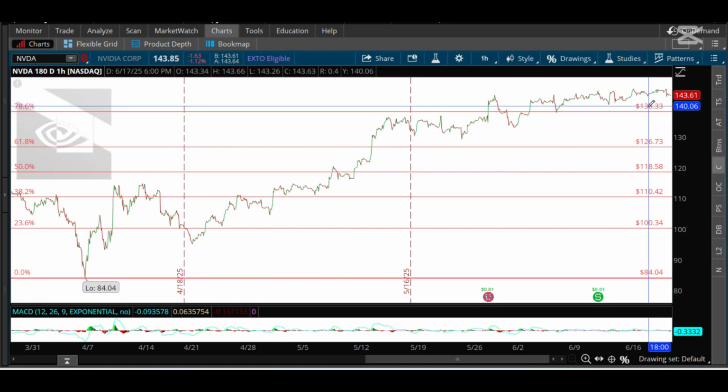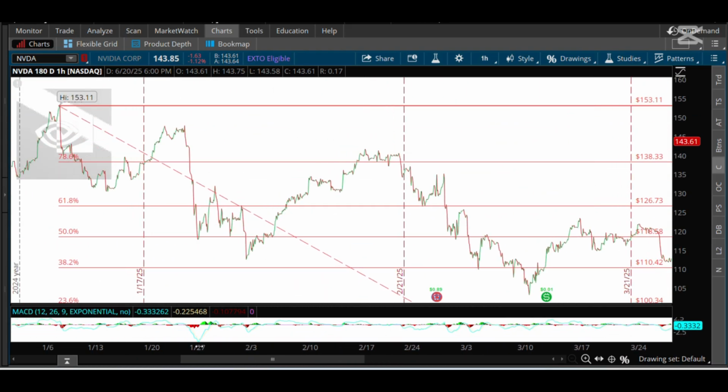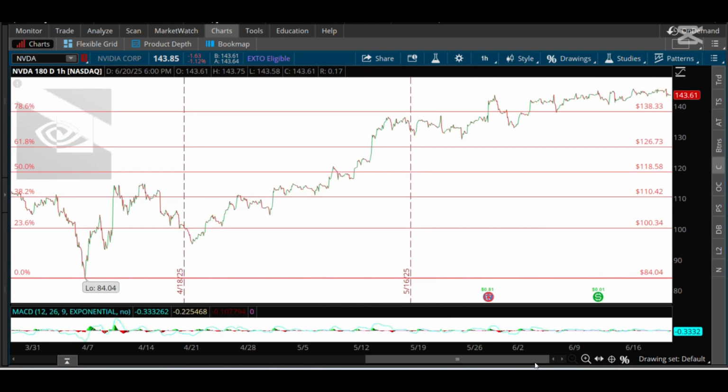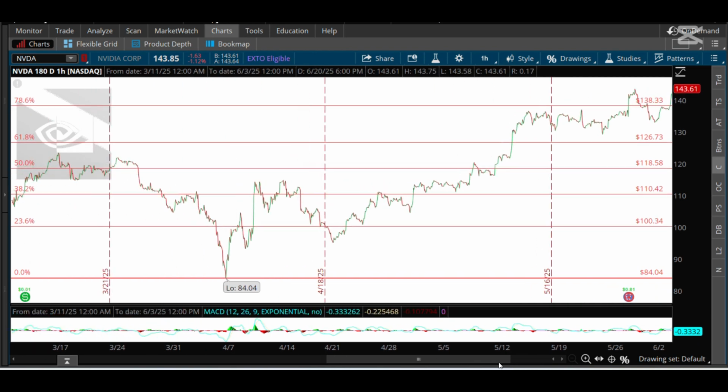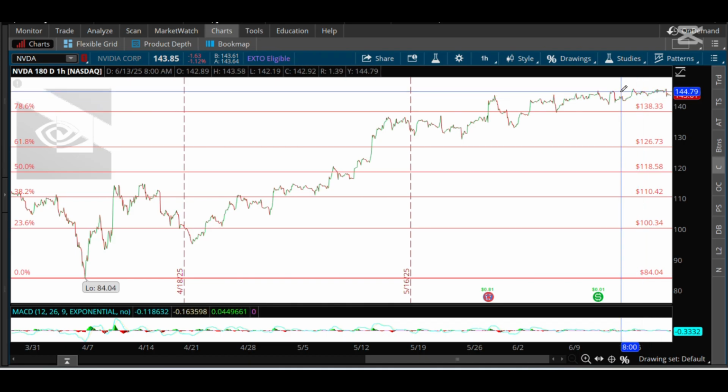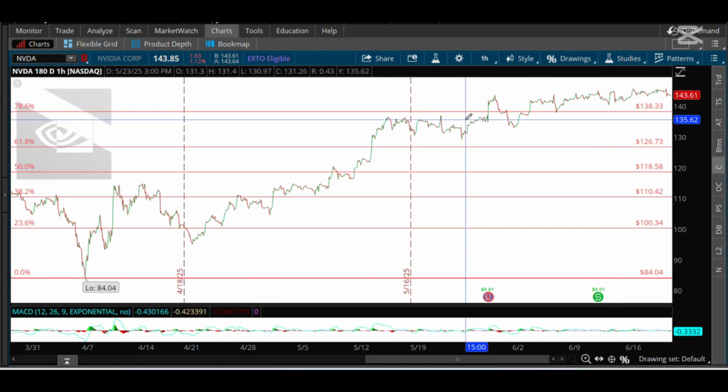But on the upper side, after 138, the next level of resistance is the all-time high for Nvidia, and that is 153.11. So you might notice that whenever Nvidia tries to go above 145 or 146, it faces some pushback, right? Because around 146, some consolidation is happening for Nvidia. But if we draw Fibonacci levels at a shorter interval, you might notice those consolidations. Let me show you.